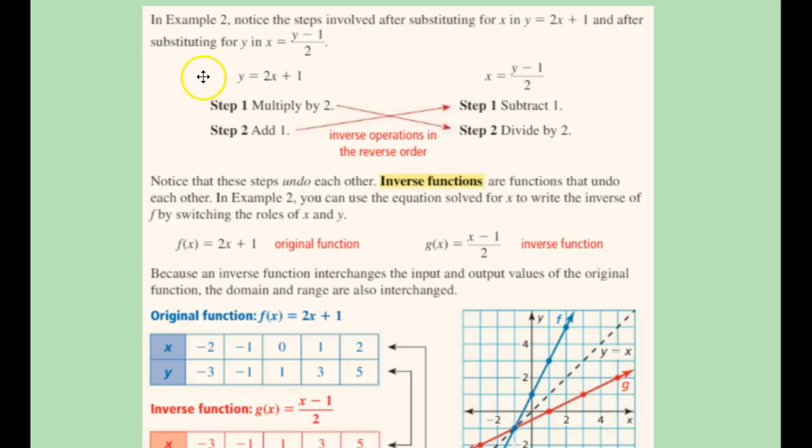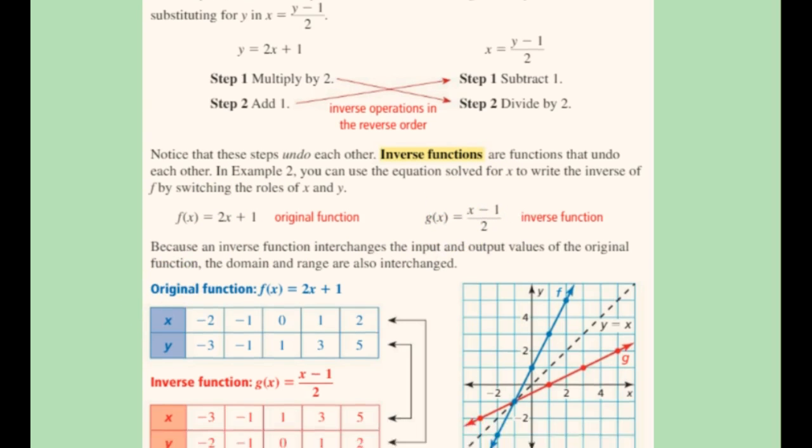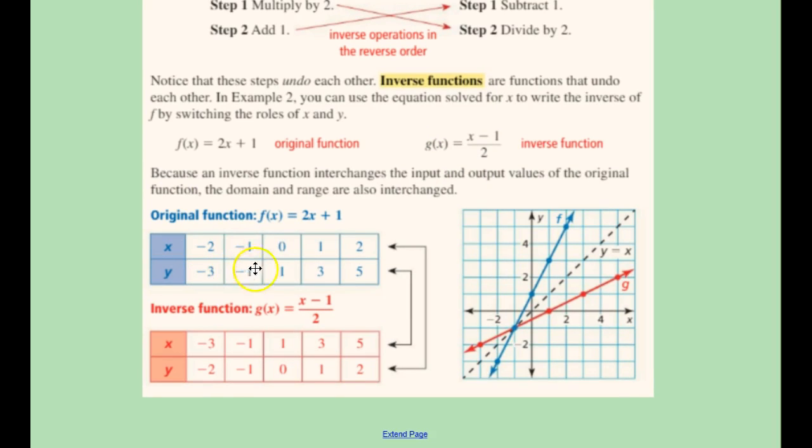So here we're kind of looking at what we were doing. In the last example, these were the steps that I took. I undid the steps that were being done. So they were just done in reverse order. So inverse functions are functions that undo each other. So I had my original equation, and then I had my inverse function. Okay, so I could look at that too, and I could plug in my table of values.